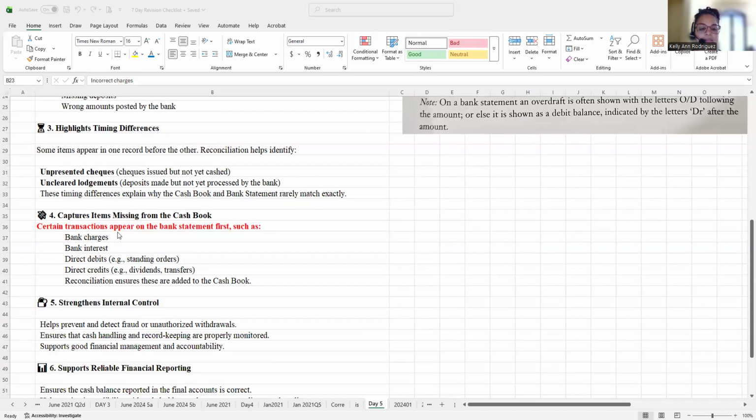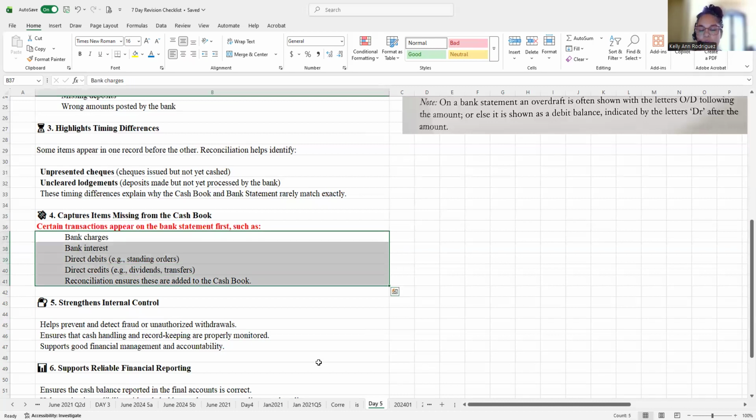It captures your item missing from your cash book. Now, this is an important part because this is a step in your cash book reconciliation that once you have these items, you actually go to your cash book and you input it into your cash book and you get a new revised balance for your cash book before you start your bank reconciliation.